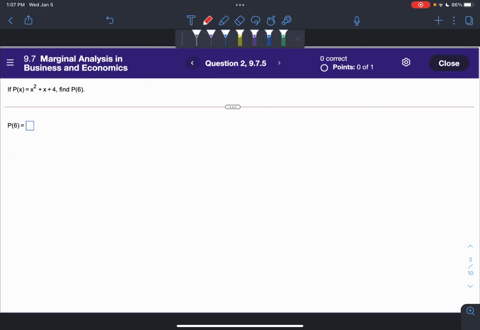Okay. Same idea here, and now we want to know about p of 6. Now we have x's instead of c's, but we can still handle that just fine. Just plug in a 6 wherever you see an x this time. So again, you can do this by hand, break it into smaller terms, or use a calculator. All up to you. But you should get 46.